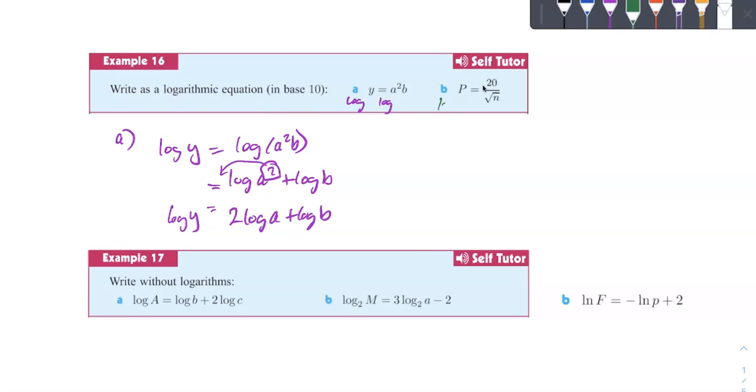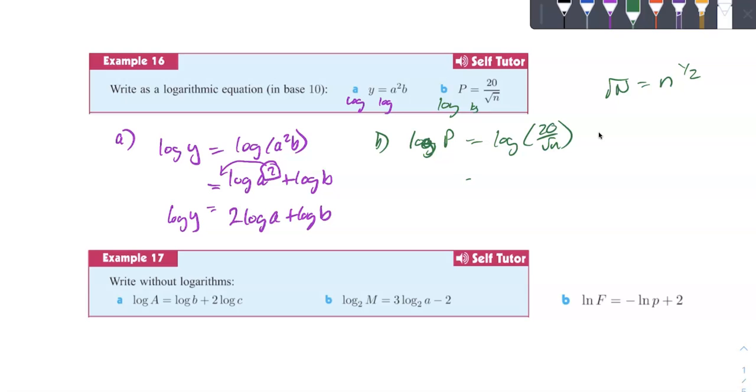So we're going to take the log of both sides. So it'll look like this. Log of p equals log of 20 over square root of n. Right, now minus means divide, and don't forget square root of n is essentially saying n to the 1/2 power.